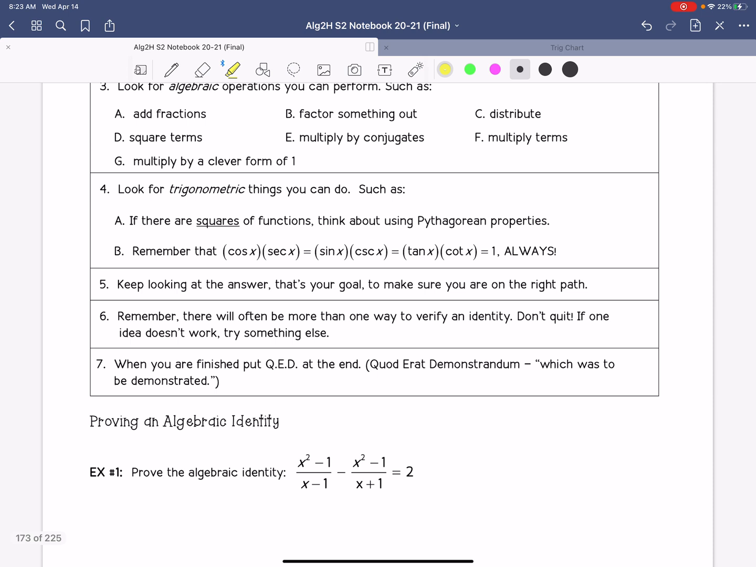You're going to look for trigonometric things you can do as well. If there are squares of functions, you need to think Pythagorean. I always say that if there are squares or ones involved, we're dealing with a Pythagorean identity. Remember that cosine times secant, or sine times cosecant, or tangent times cotangent always equals 1. Keep looking at the answer. That's your goal, to make sure you're on the right path. So keep looking at your answer and ask, am I getting closer to that answer?